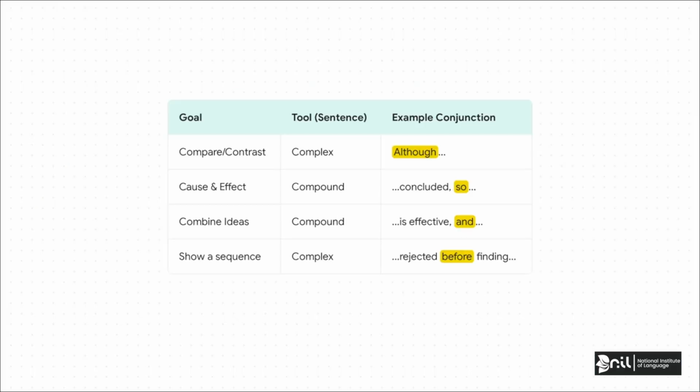This is your toolkit. This is where you have to think like a strategist. Ask yourself, what am I actually trying to do here? Do I need to show a contrast? Okay, I'll grab a complex sentence with "although." Do I need to show cause and effect? A compound sentence with "so" is probably my best bet. See, the goal is not just to write a correct sentence. It's to choose the perfect structure for the idea you're trying to build.